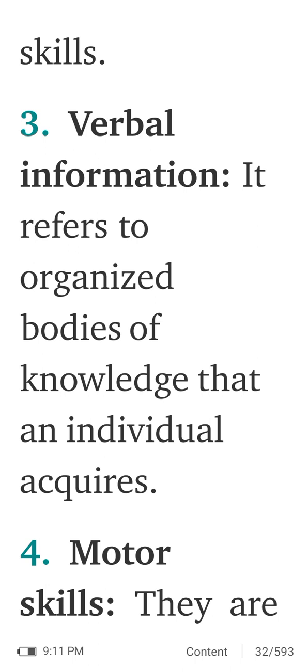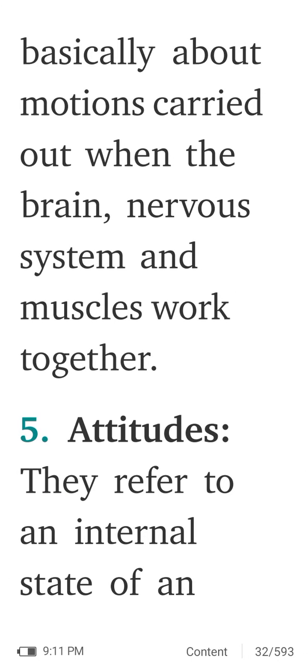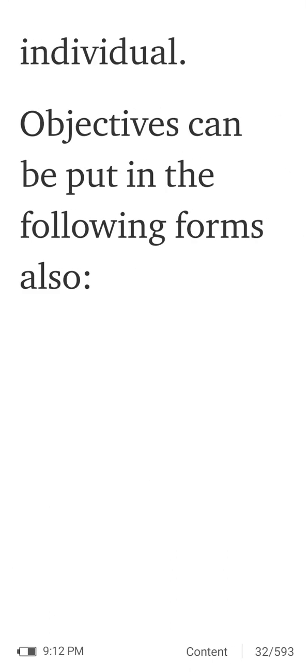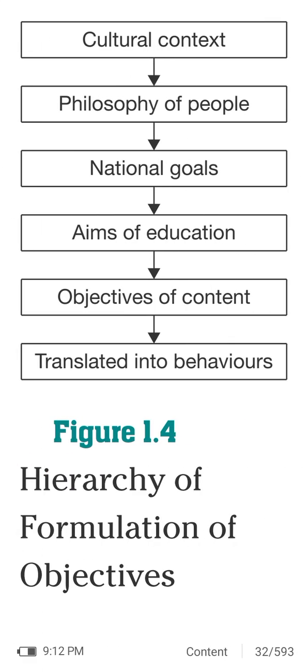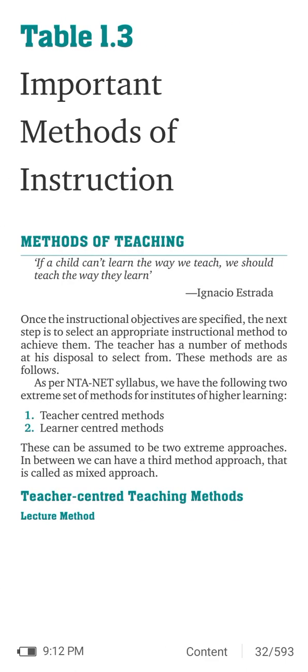Then verbal information. It refers to organized bodies of knowledge that an individual acquires. Then motor skills. They are basically about motions carried out when the brain, nervous system, and muscles work together. Then attitude. They refer to an internal state of an individual. Objectives can be put in the following forms also: cultural context, philosophy of people, national goals, aims of education, objectives of content translated into behaviors. So, the hierarchy of formulation of objectives. Important methods of instruction, methods of teaching.